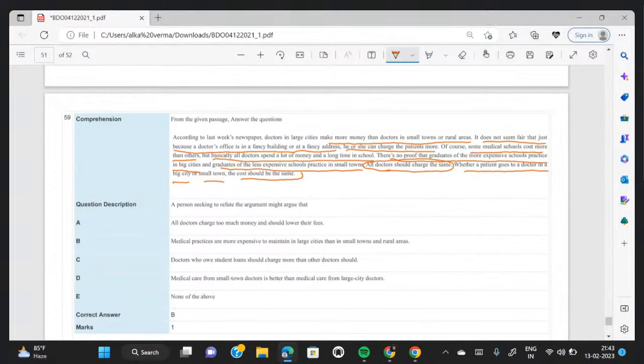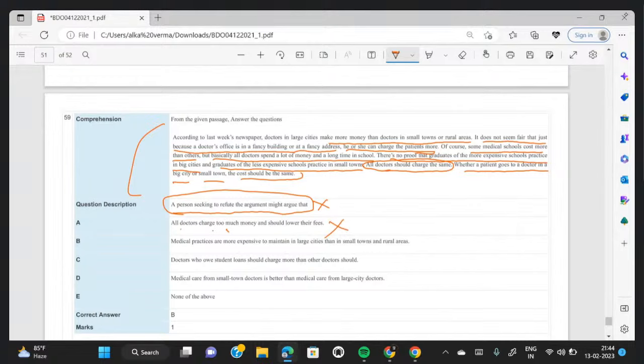According to the author, whether you are going to a big doctor or a small doctor, or in the city or in the villages, the cost should be the same. Let us see. The person seeking to refute the argument might argue that: all doctors charge too much money and should lower their fees. Nowhere is it saying that all doctors charge too much money, and it is already saying that some doctors charge less. Some doctors charge more, that means some doctors charge less. Some medical schools cost more than others, that means some are charging less. So this is wrong.